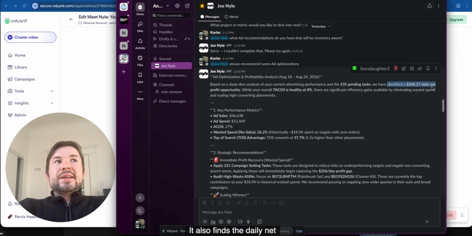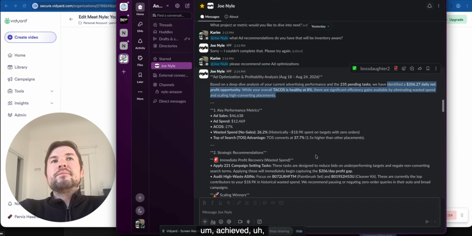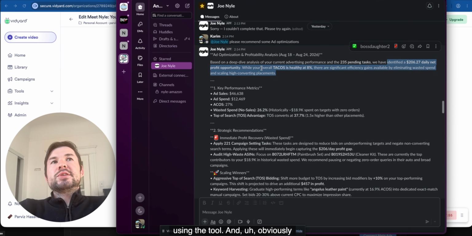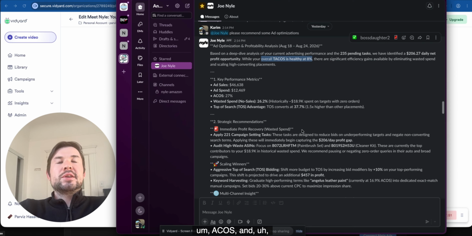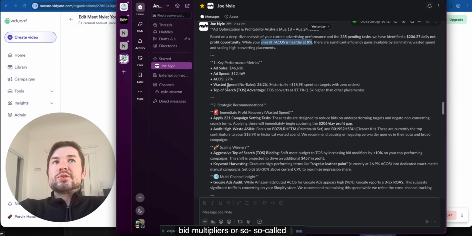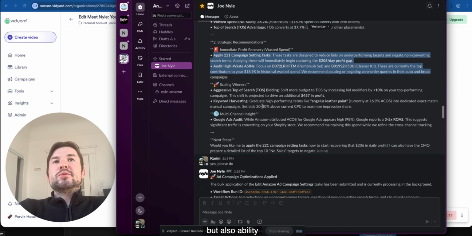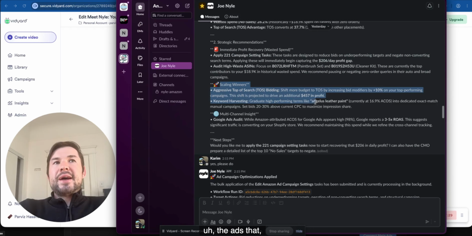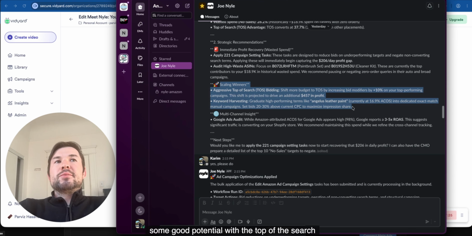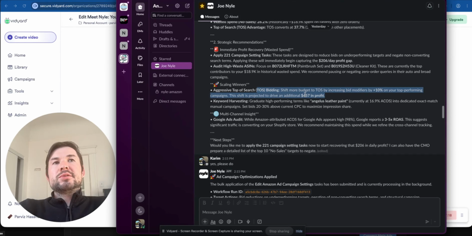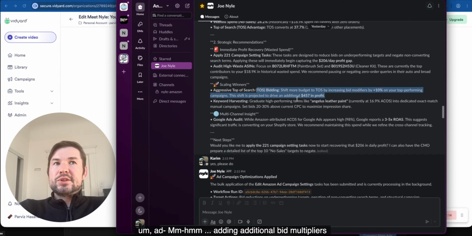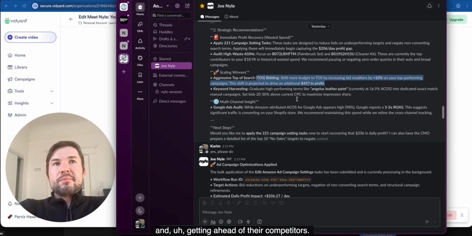It also finds the daily net profit increases that can be achieved using the tool, and obviously looks at some of the metrics of TACOS, ACOS, and including the bid multipliers, or so-called top of the search coverage. So we're not just going to get the list of recommended suggestions of the wasted ad spend, but also the ability to scale the ads that are really showing some good potential with the top of the search multiplier. It's extremely useful for those who are already leaders in their space, and they can be more aggressive on adding additional bid multipliers and getting ahead of their competitors.